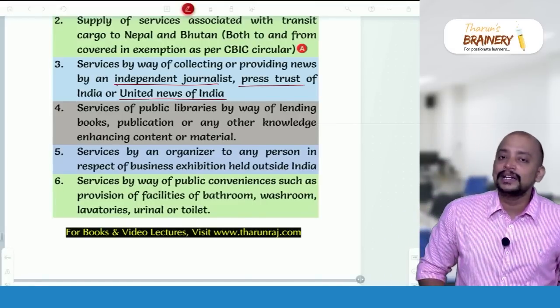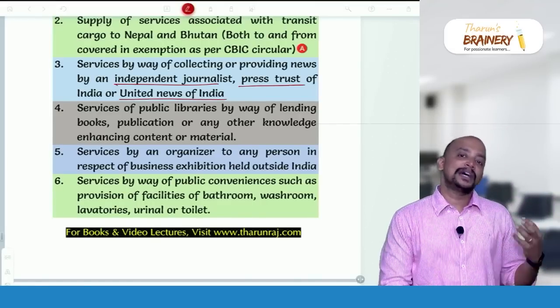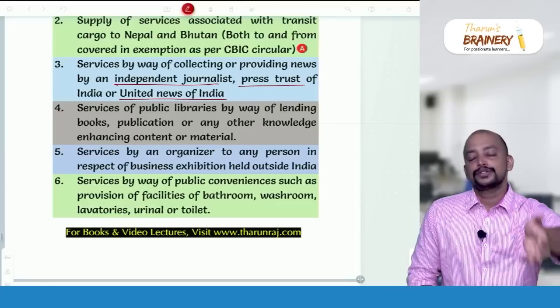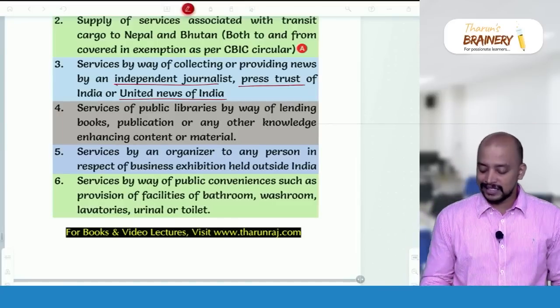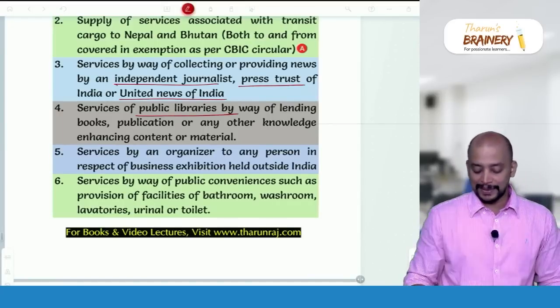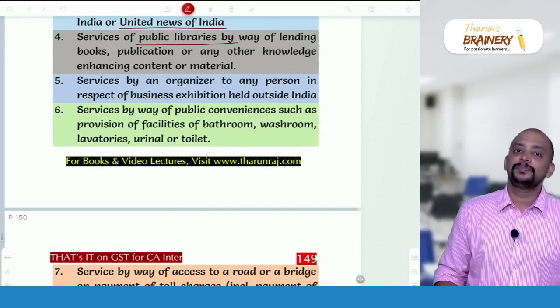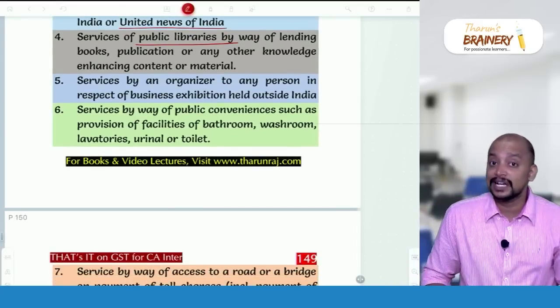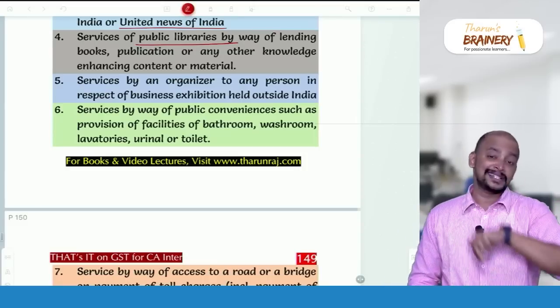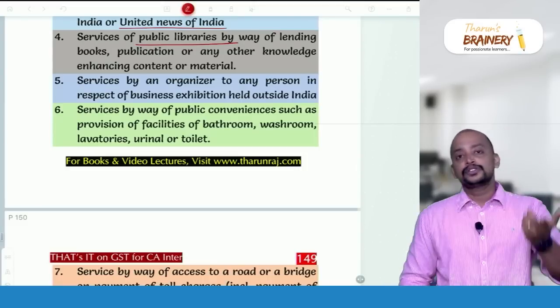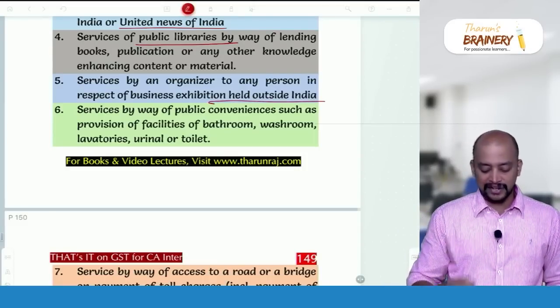Then there are some public libraries, that public libraries will be getting some money for the purpose of lending the books. So that money received by the public libraries is exempted, but if it is a private library, then it will be taxable. Then there is an organizer of business exhibition, and where the business exhibition is held outside India. If the business exhibition is held in India, it will be taxable. So if the business exhibition is held outside India, then it will be exempted.